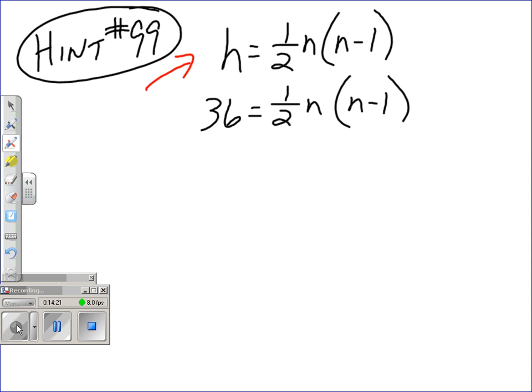And one final hint on number 99. Here's your original equation. Then they tell you that h is 36. Remember, you need to have a 0, okay? So I would minus 36 from both sides. And while we're at it, I would go ahead and distribute the 1/2.